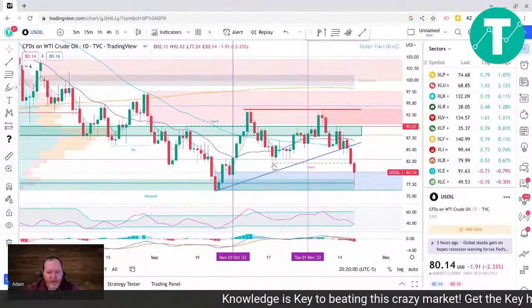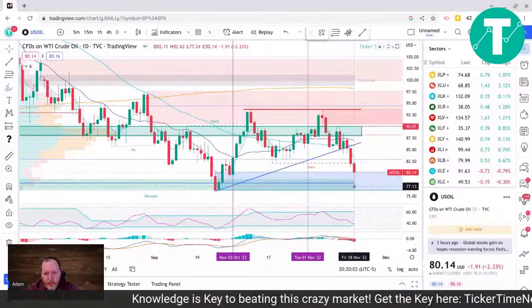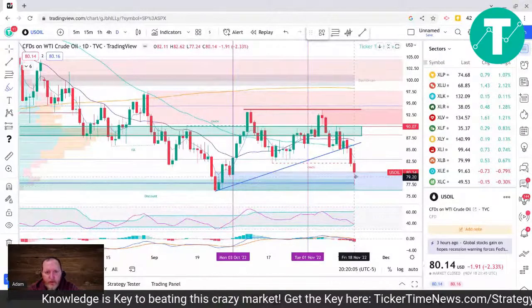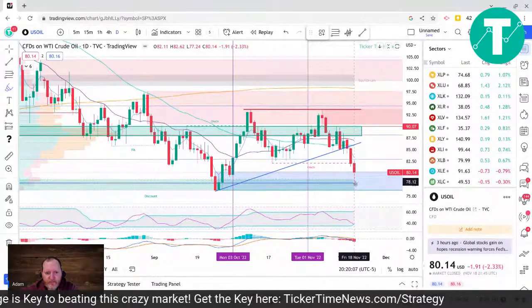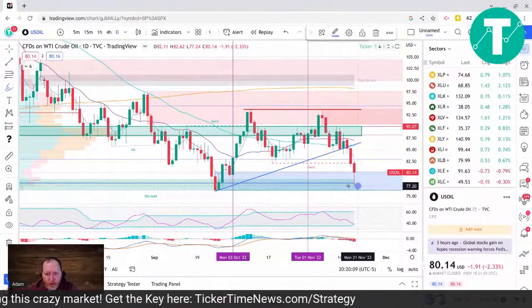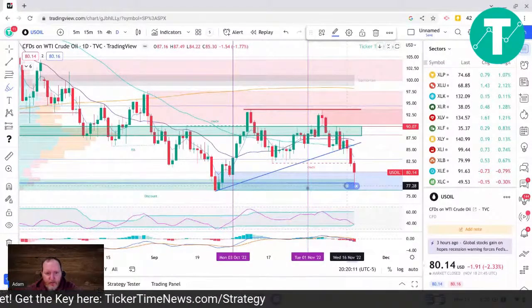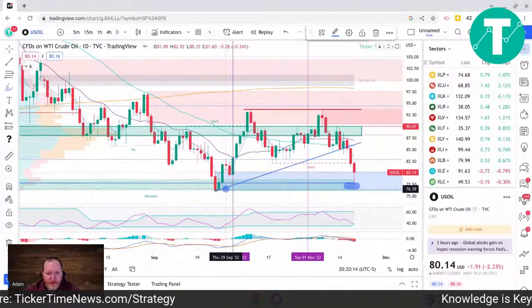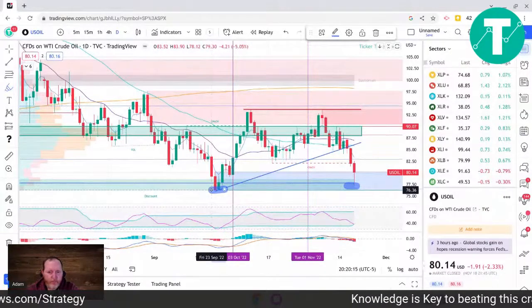It got down to a low here of 77.24, which is right there, nearly matching this low here.